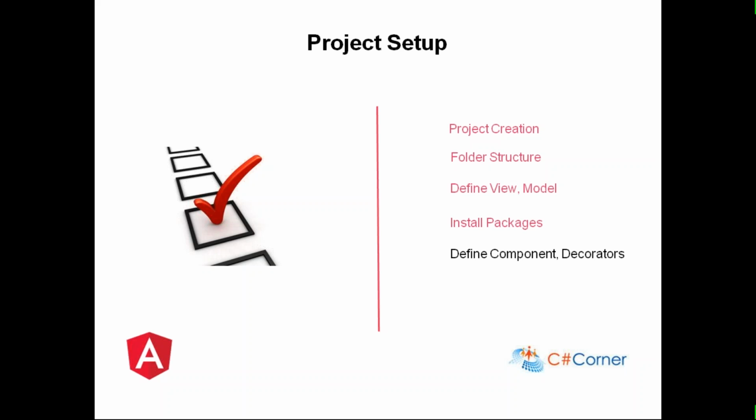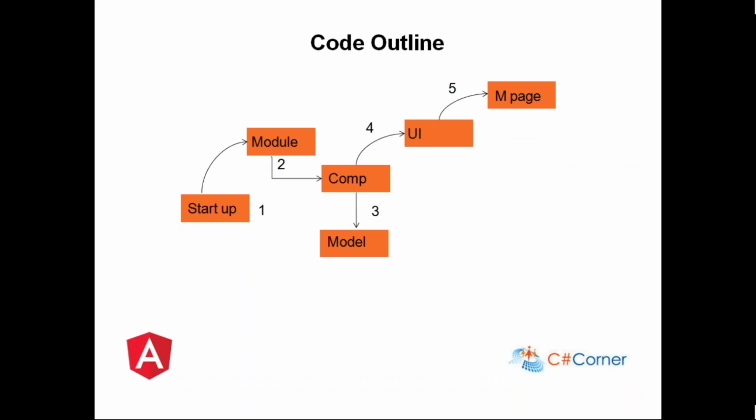So we have seen how we created the project, folder structure, view model, installed the packages using Node.js, component and decorators. Then the module system, system.js. That's what we did. As I mentioned, the compiler will start looking for the startup, which is shown in the master page. Once the startup is found, it will trigger that particular module.